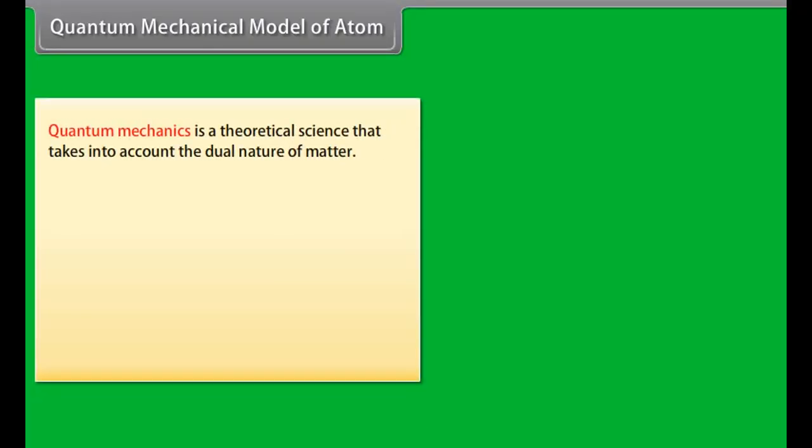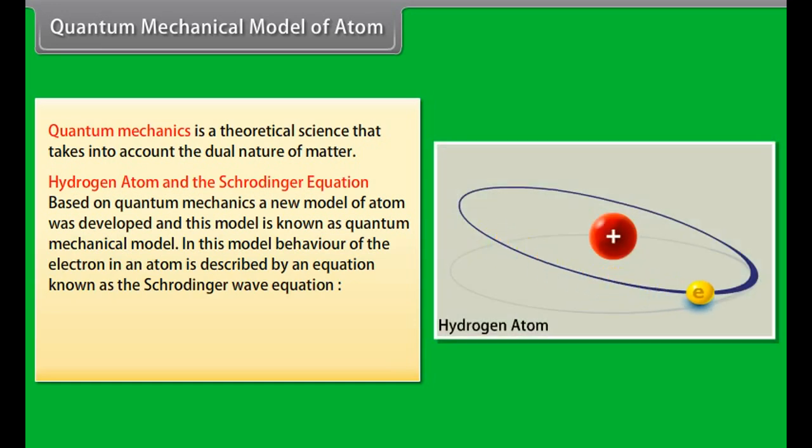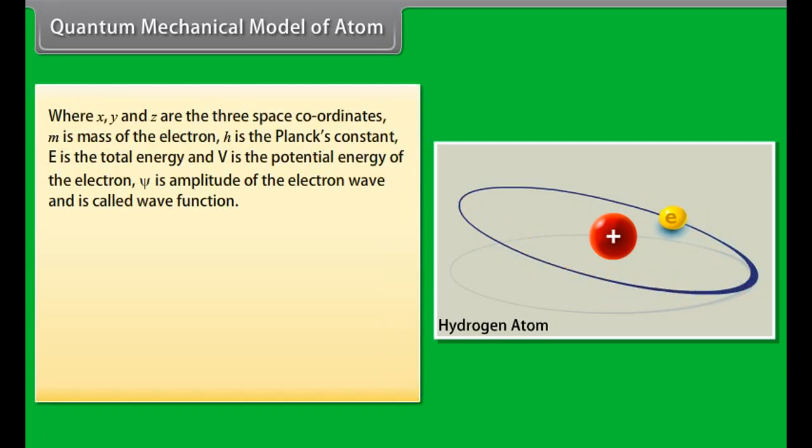Quantum mechanical model of atom. Quantum mechanics is a theoretical science that takes into account the dual nature of matter. Hydrogen atom and Schrödinger equation. Based on quantum mechanics, a new model of the atom was developed, and this model is known as the quantum mechanical model. In this model, the behavior of the electron in an atom is described by an equation known as the Schrödinger wave equation, where x, y, and z are the three space coordinates, m is the mass of the electron, h is Planck's constant, E is the total energy, and V is the potential energy of the electron.